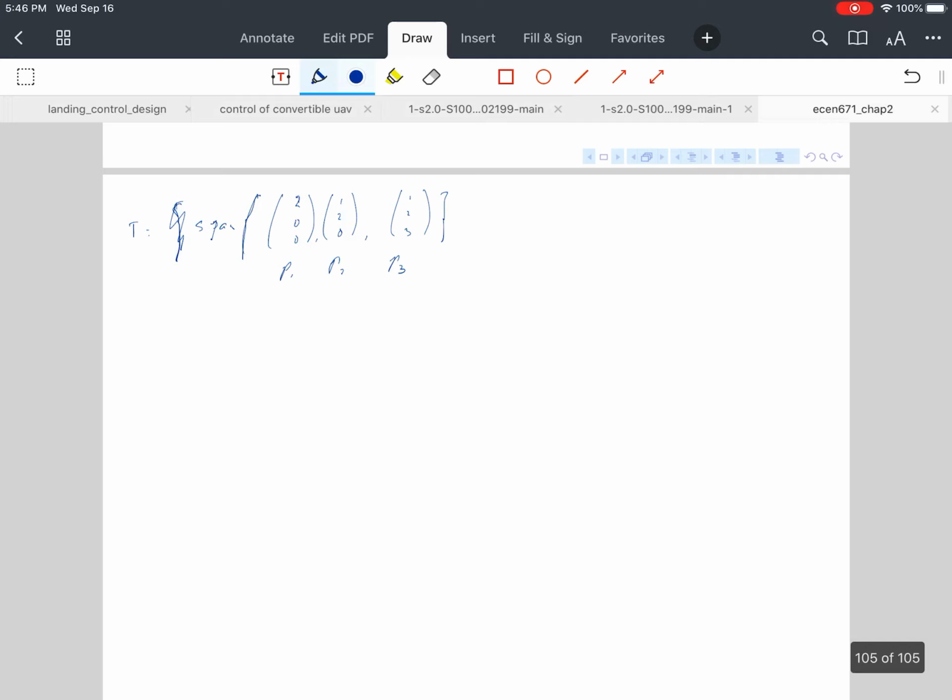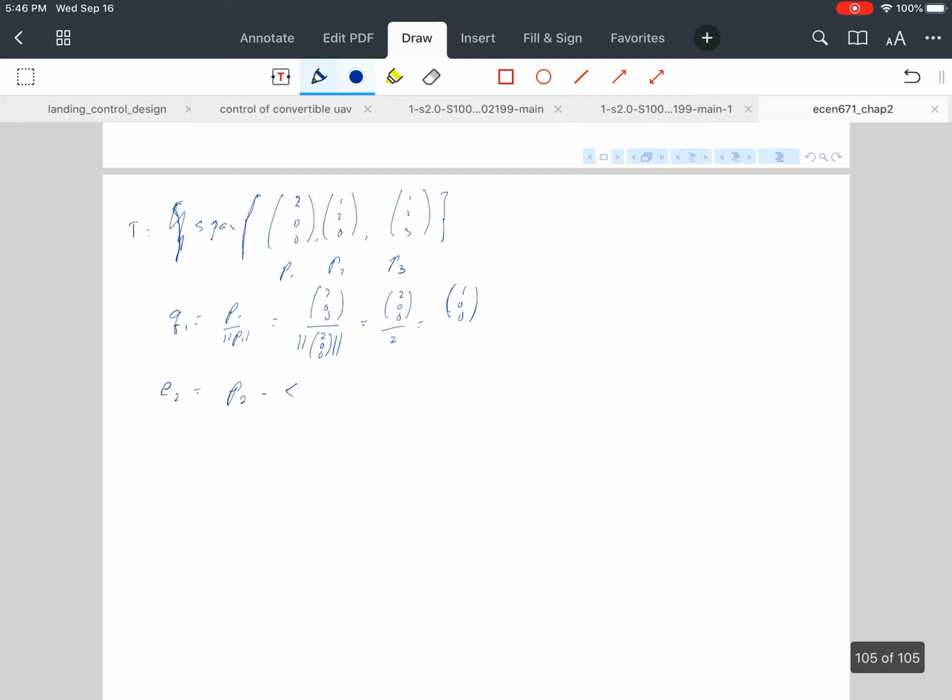So Gram Schmidt orthogonalization or orthonormalization would say, okay, we'll first set Q1 equal to P1 divided by the norm of P1, which is 2, 0, 0 divided by the norm of 2, 0, 0, which is 2. So 2, 0, 0 divided by 2, we'll have 1, 0, 0. Okay, that's Q1.